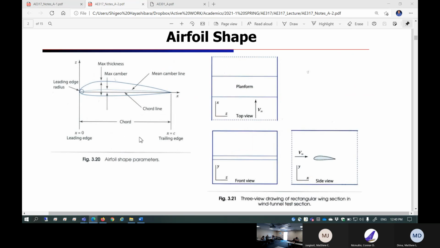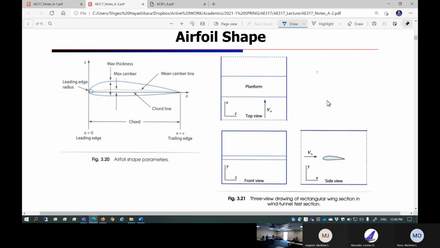So this is the cross section of a wing called an airfoil. Airfoil is essentially this kind of thing. So you are given a cross section of a wing, a unique cross section called an airfoil, and then you are going to create a wing which is basically wingspan is 1. This is called unit span.